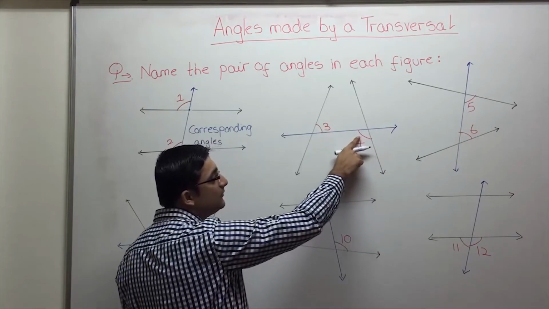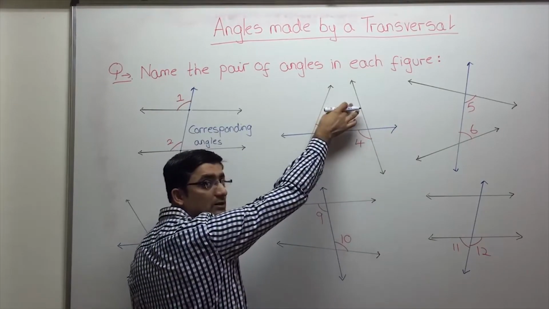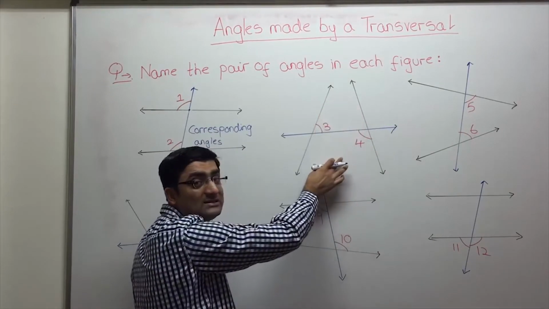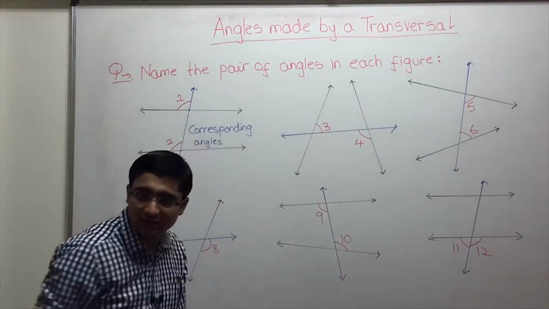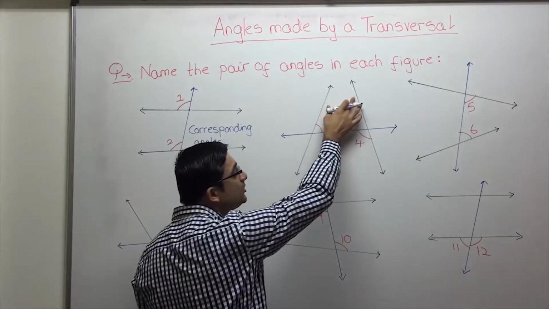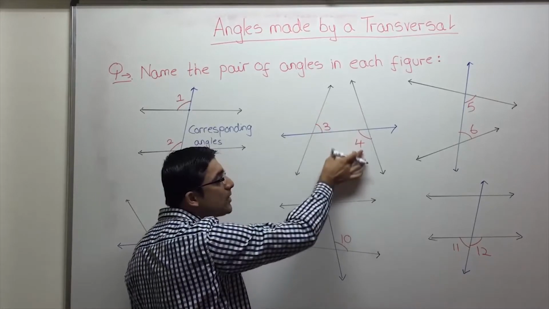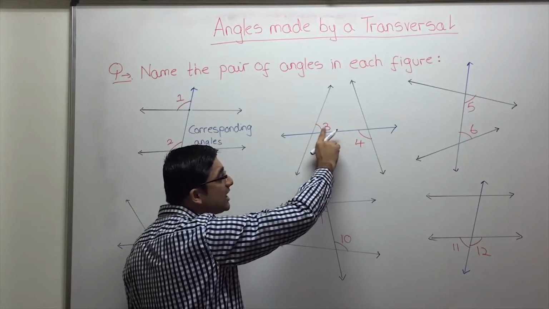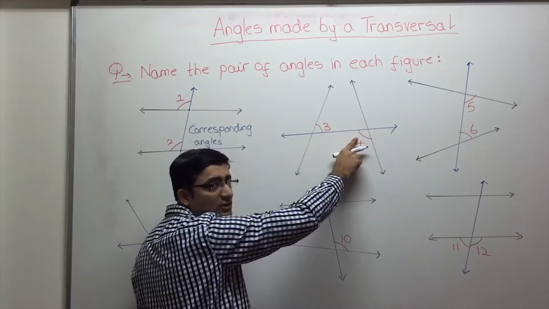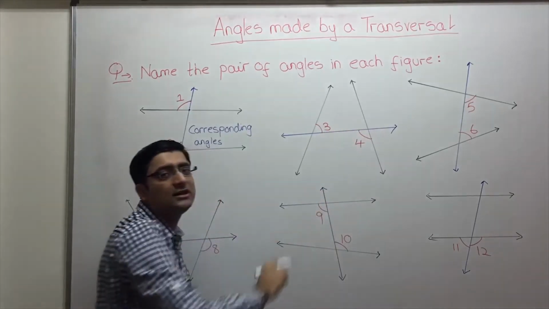Next, two lines, this over here is the transversal. Angle 3, angle 4. First of all, these two angles are between the two lines. Between the two lines means interior. So 3 and 4 are interior angles. I repeat, recall I told you between the two lines is the interior region. Now one is above the transversal, one is below the transversal. So these are alternate interior angles.